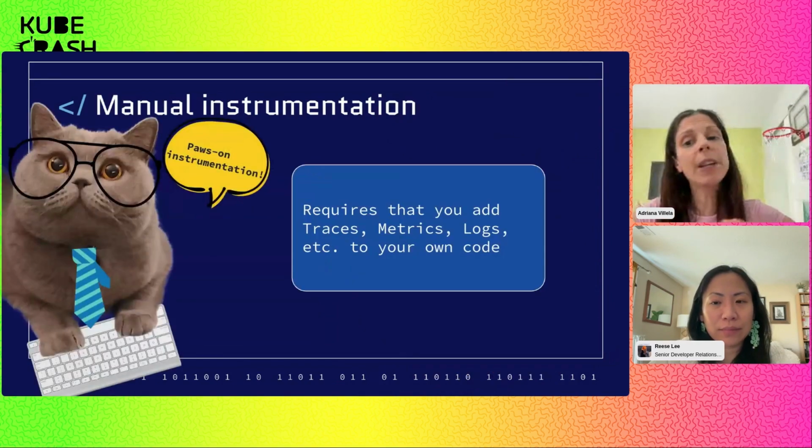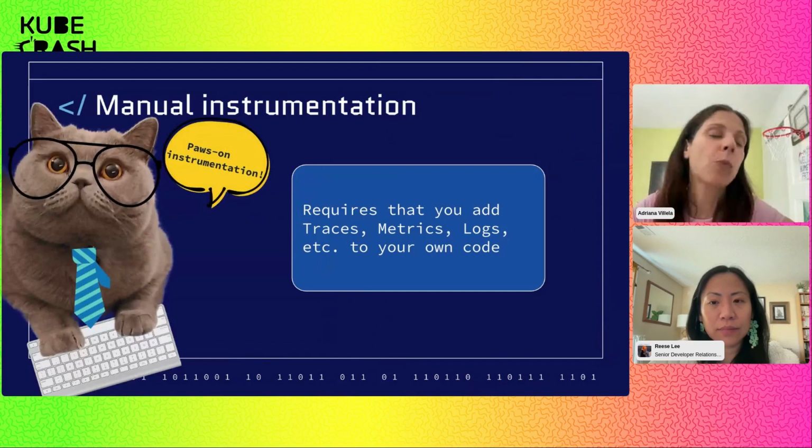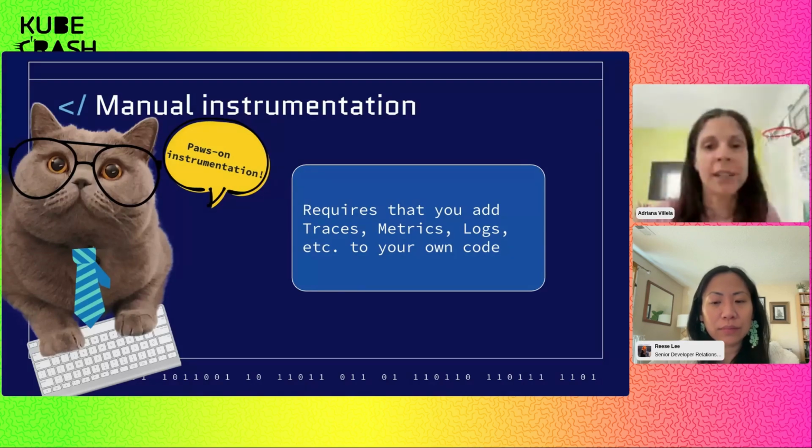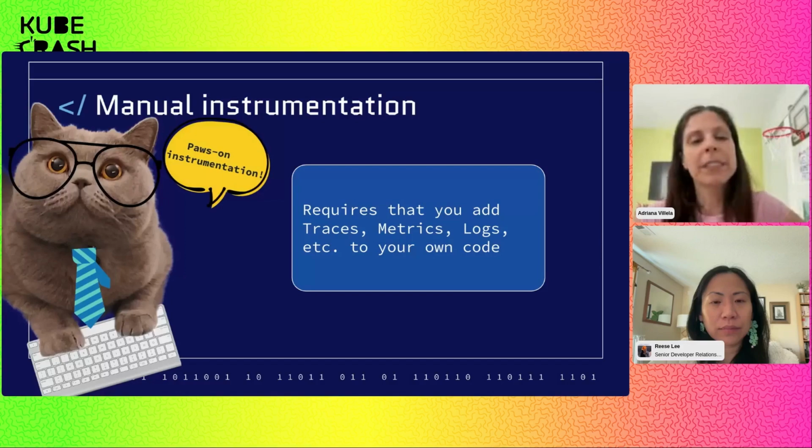And then we have, of course, manual instrumentation, which requires developers to go in and add traces, logs, metrics, context propagation attributes, all that good stuff to their own code. Think of it as like adding comments to your code, or like we're already used to, adding log statements to our code, just a similar sort of workflow.